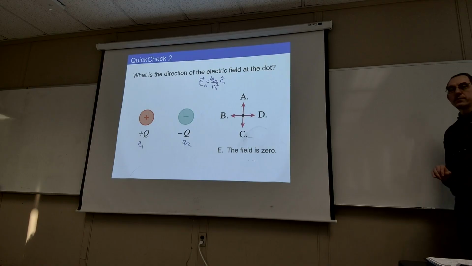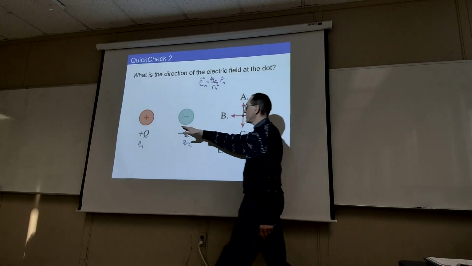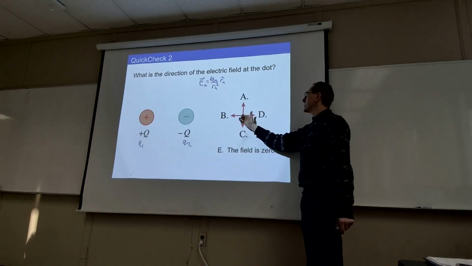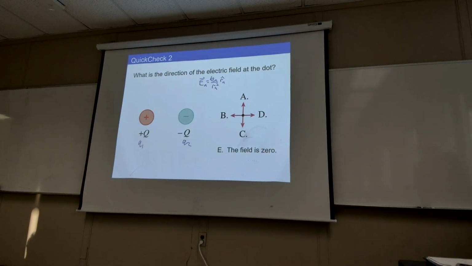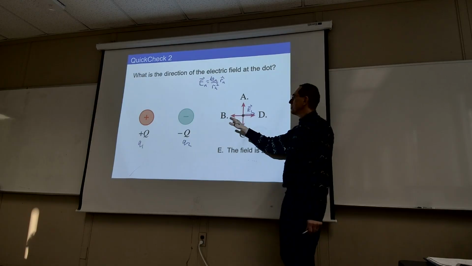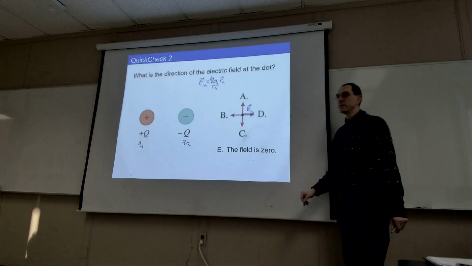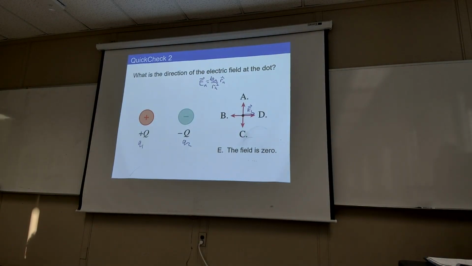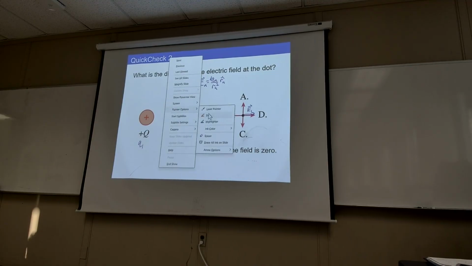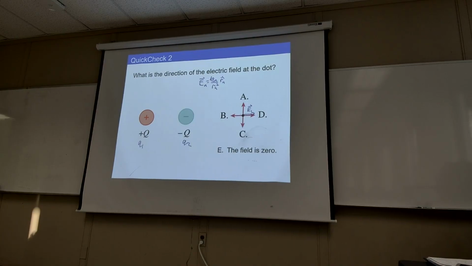I see people pointing off this way, and that is correct. A positive charge is going to point away, so the field at this dot should be pointing off to the right. So here we go, E1 is this way. What about the direction of the electric field due to the negative charge? Can you point in that direction? I see them pointing off to the left, and that is correct also. So, different colors, so that would be out this way, E2.